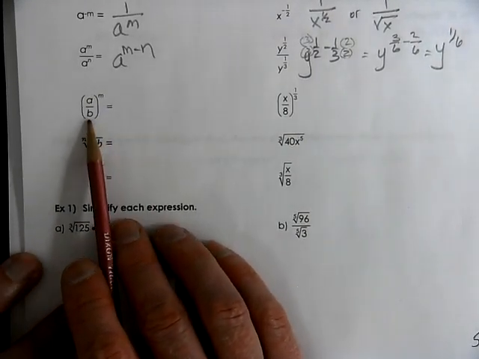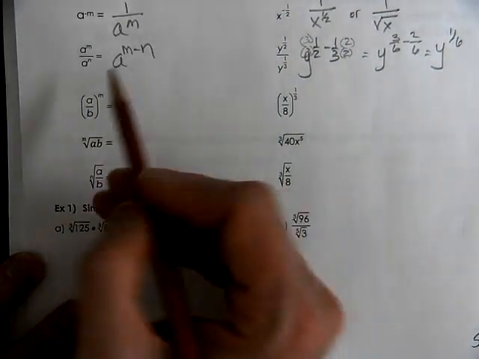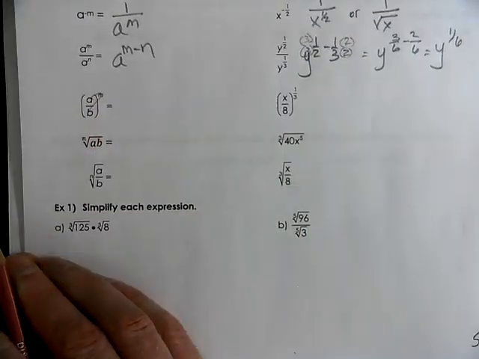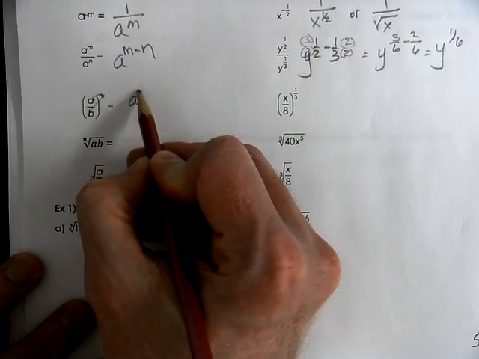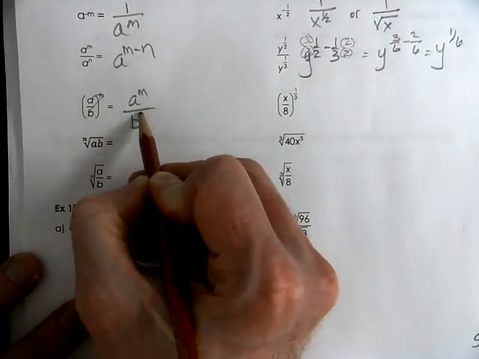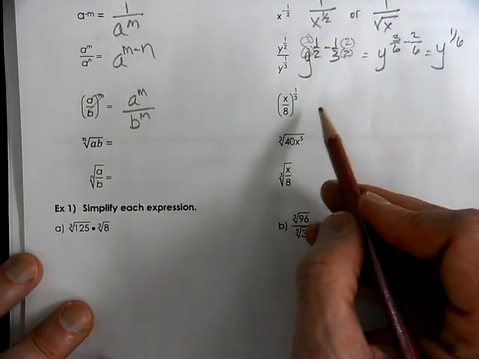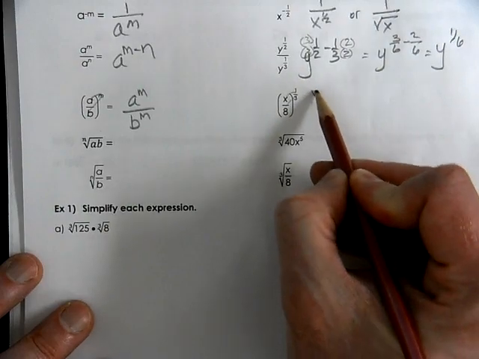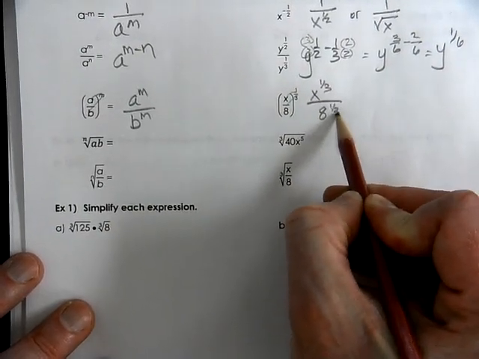Okay, here we have a fraction with our exponent. You've learned this one before. We distribute that exponent in, so it becomes a to the m power and b to the m power. Well, we would do that here: x to the 1/3 power and 8 to the 1/3 power.